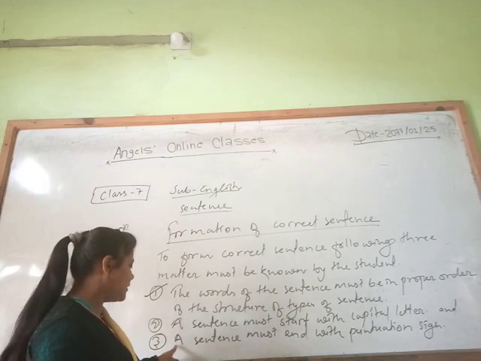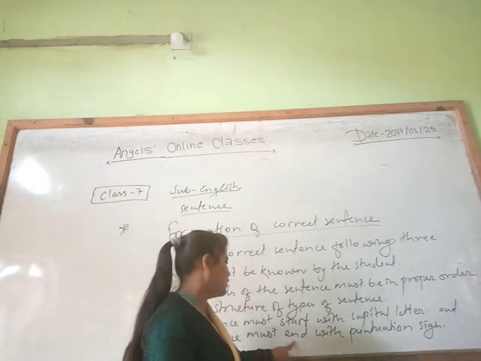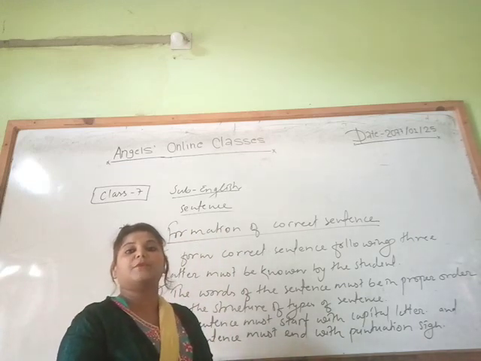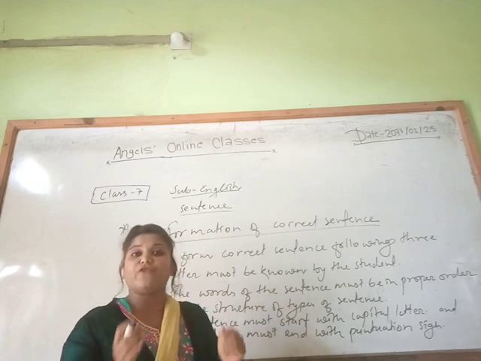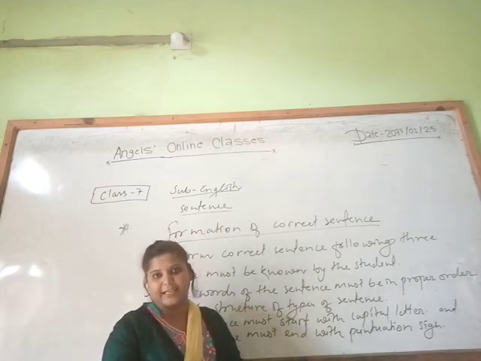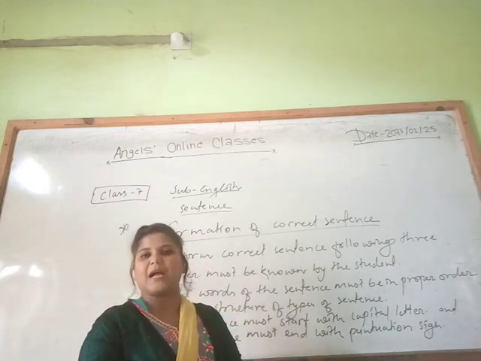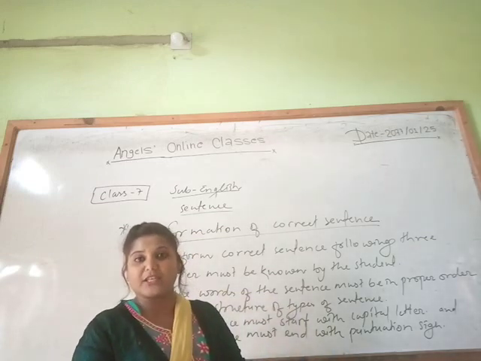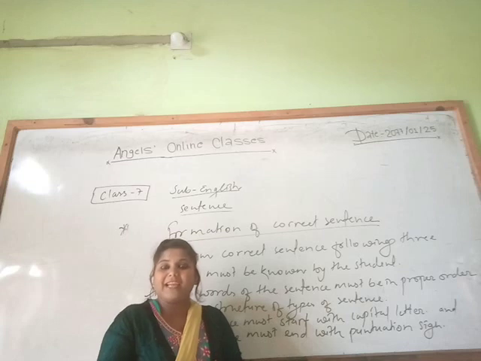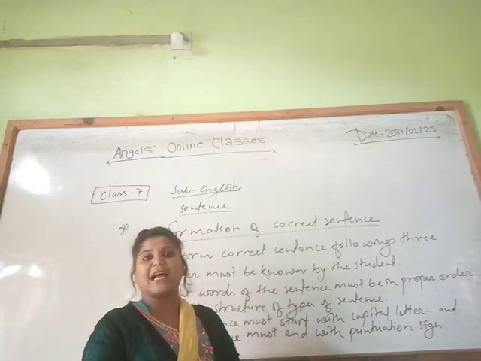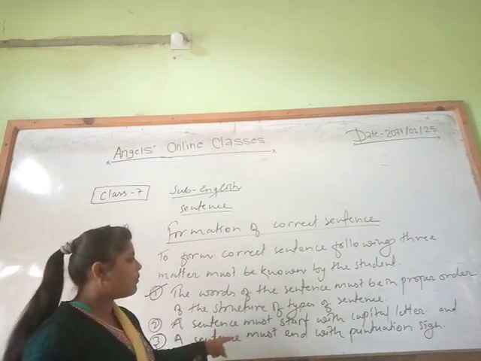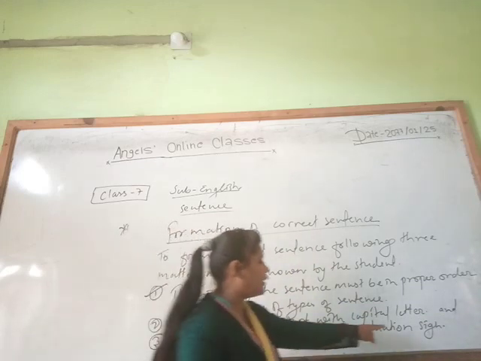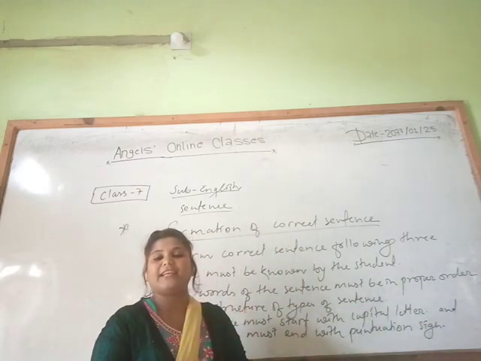Lastly, rule number three is here, a sentence must end with punctuation sign. To end the sentence, there must be the punctuation sign. Punctuation sign differs according to the types of the sentences. As an example, I want to give you: an assertive sentence ends with full stop. Interrogative sentence ends with question mark. Similarly, exclamatory sentence ends with sign of exclamation. In the similar way, there must be the ending. So there must be punctuation sign at the end of the sentence. Then only your sentence can be correct.